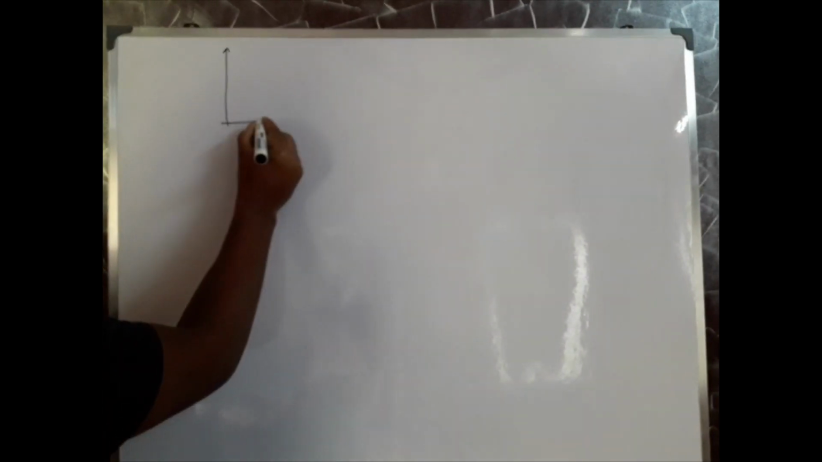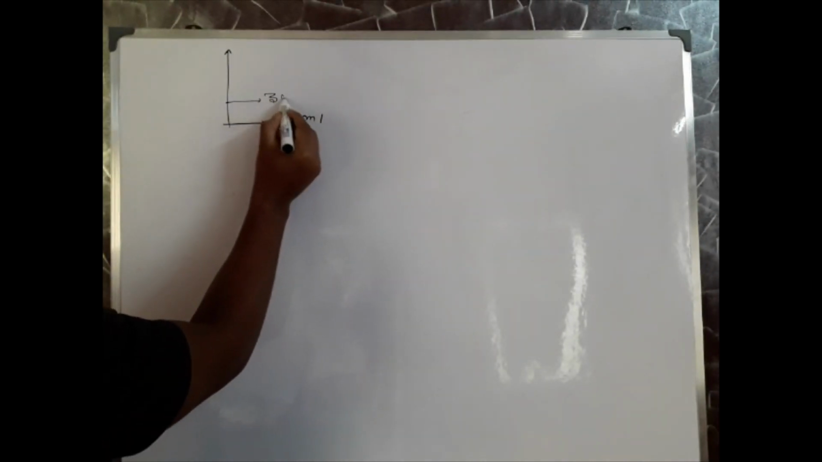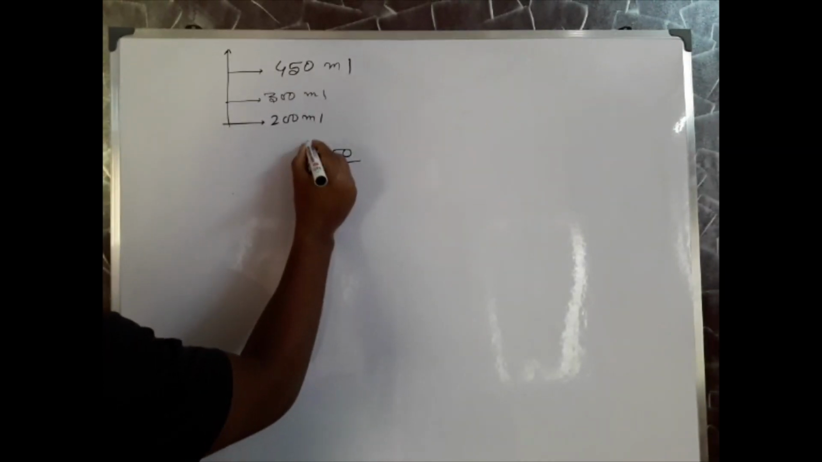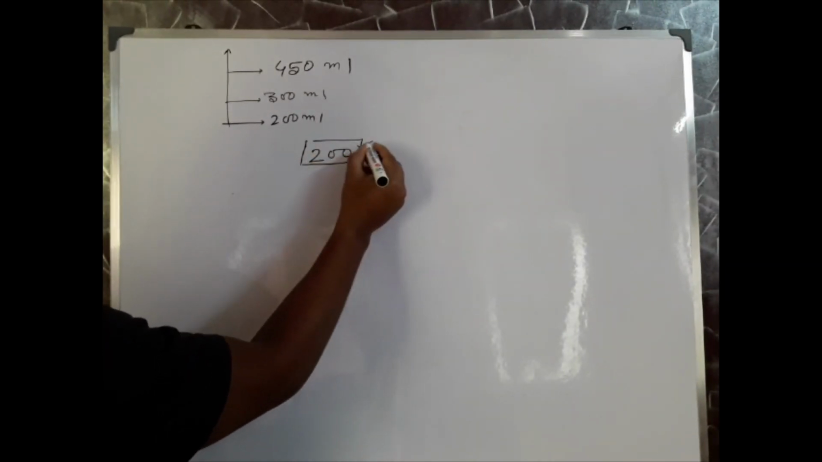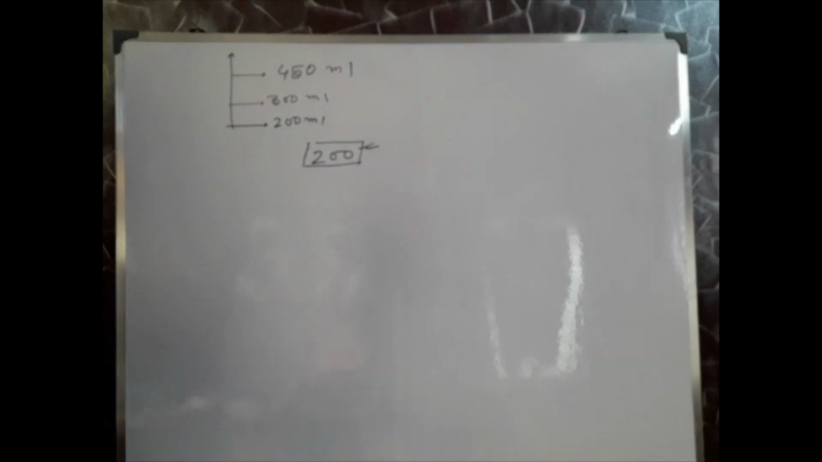Now let me draw it. First one is 200 milliliter. Second one is exactly 300 milliliter. Third one is 450 milliliter. So now, suppose in a bottle 200 milliliter water exists. Suppose a bottle having 200 milliliter of water.